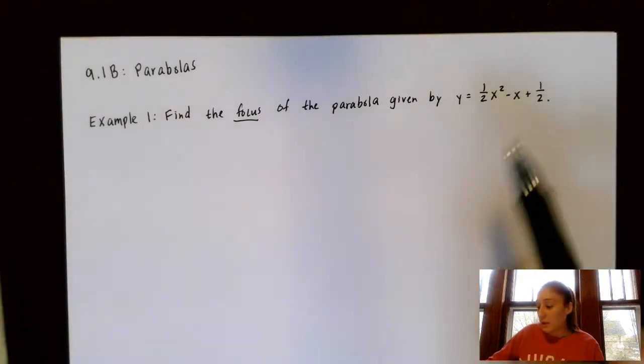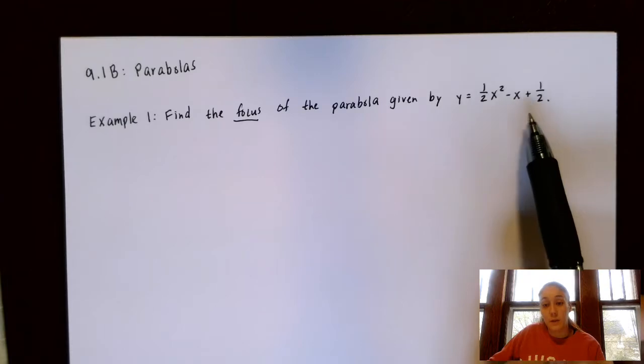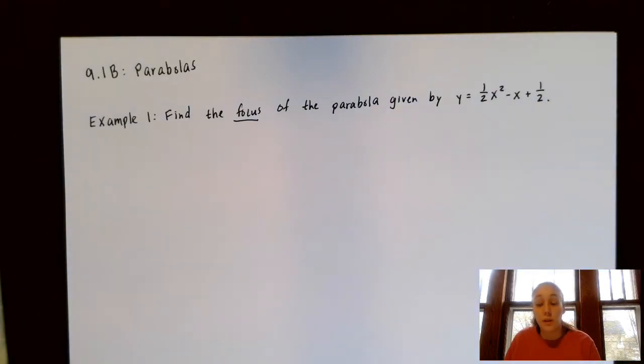So just keep in mind that if we were to graph this parabola, let's say maybe on Desmos or on your graphing calculator, you would just see the curve of the parabola. You would never see the focus, and you would never see the directrix. But here we're being asked to find that point that does exist, which is the focus.